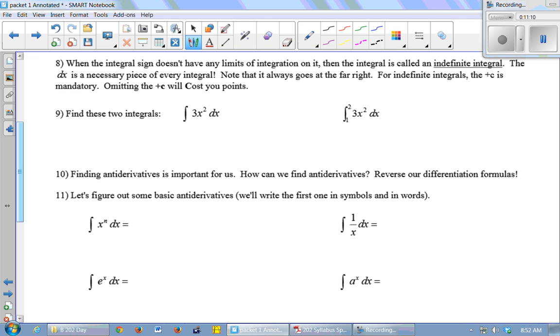All right, so find these two integrals. Take a minute. The indefinite integral and the definite integral.